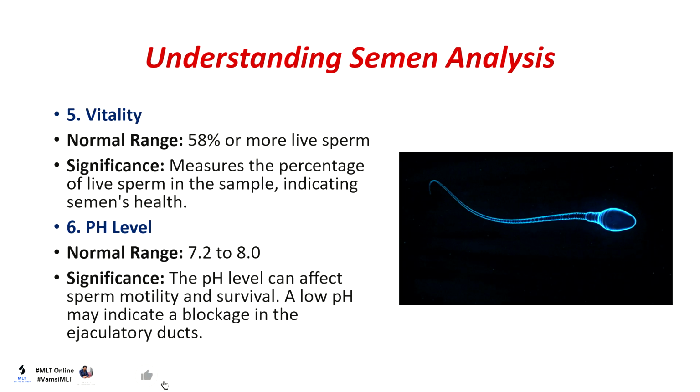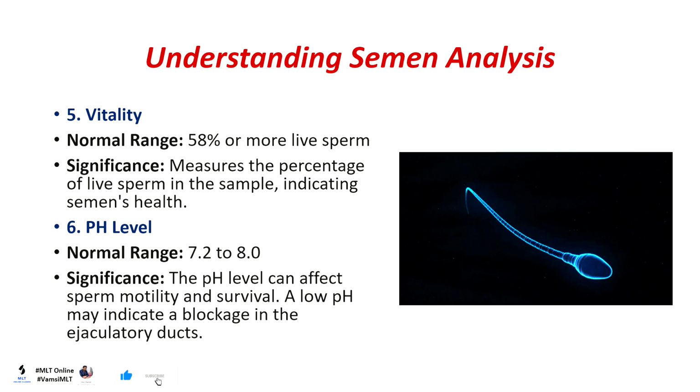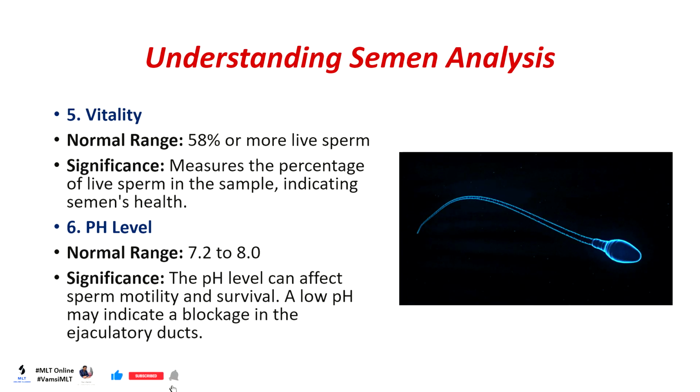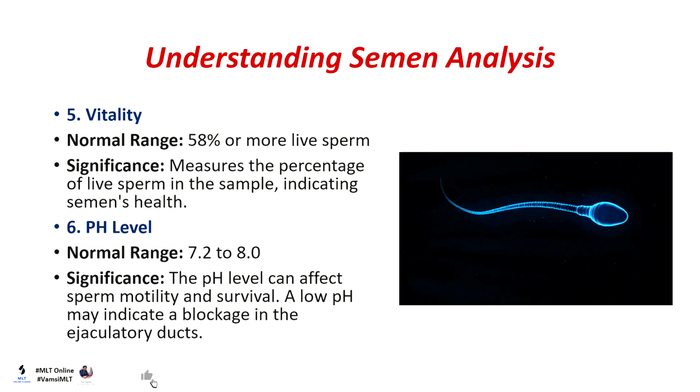5. Vitality. Normal range, 58% or more live sperm. Significance, measures the percentage of live sperm in the sample, indicating semen's health.